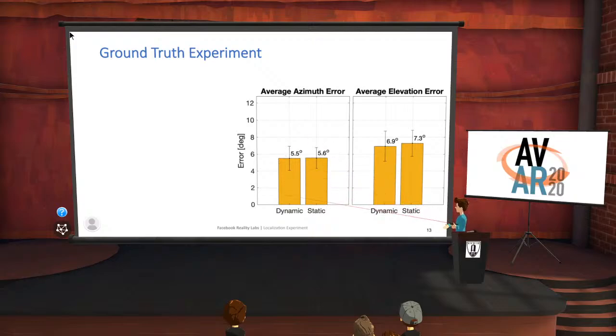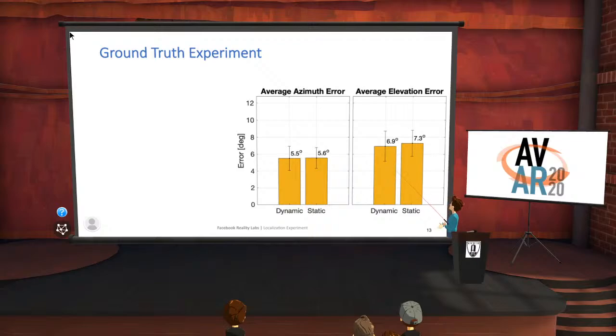So azimuth error for dynamic is the left one, and static the right one, and similarly for elevation. We see that the azimuth error is around 5.5 degrees, and the elevation error around 7 degrees. This is quite low, but quite surprisingly, we don't see a significant difference between the dynamic and static conditions. We have some higher error in static, but it's definitely not significant. This can be explained by the fact that our experiment is not in a fully free field localization, so it's not in an anechoic room. So maybe some of the room effect is also improving the static condition results.